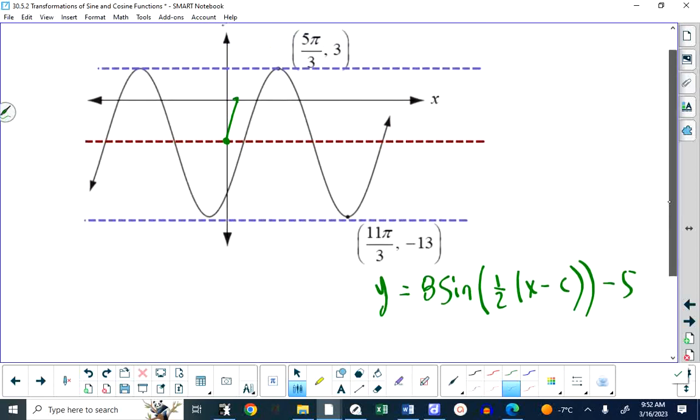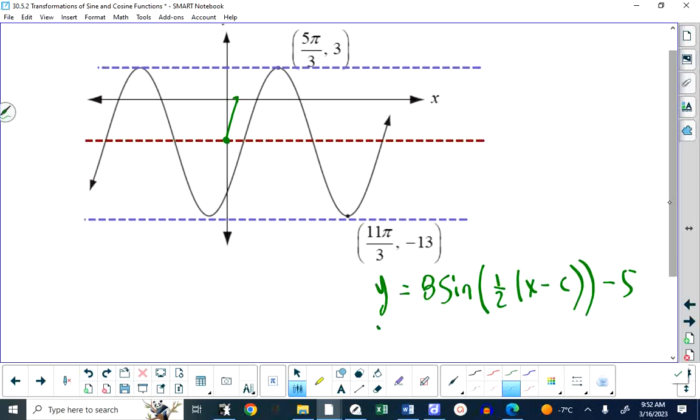However, you can put in 3 for y, 5 pi over 3 for x, and rearrange it. By the way, when you put 3 here and you add 5, you get 8. What do you get when you divide by that 8? 1. You'll always get 1 or 0. And that will allow you to locate the angle that 1/2 times x, that 1/2 times 5 pi over 3 minus c is. So you're going to see problems like that.